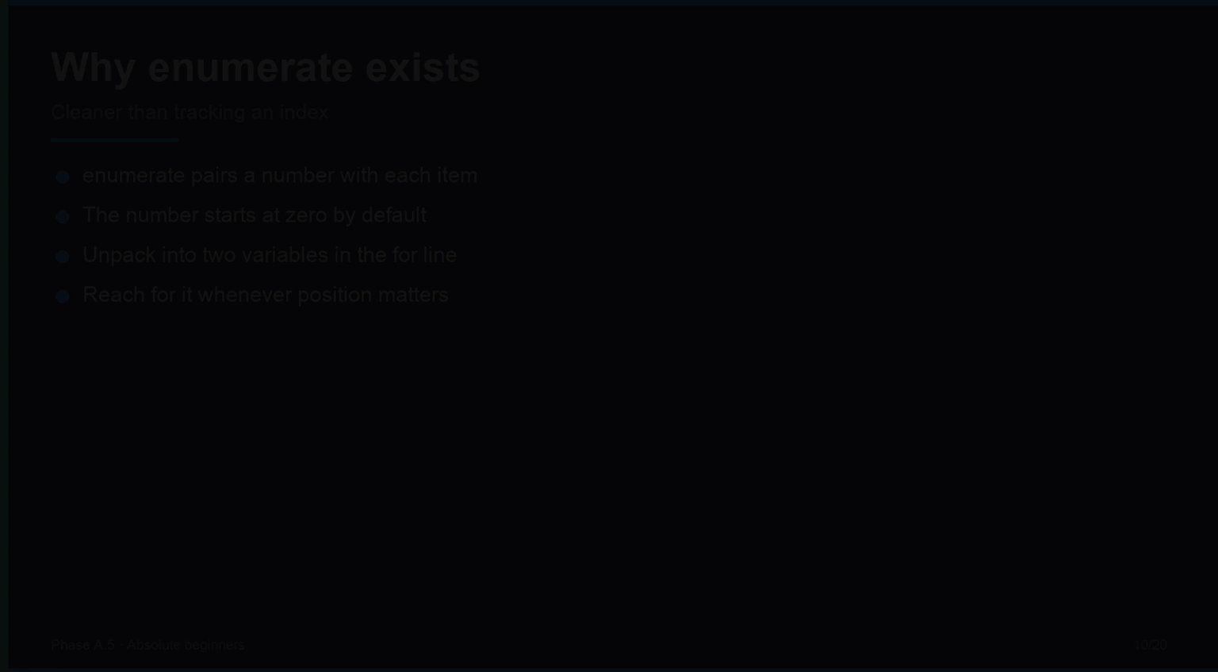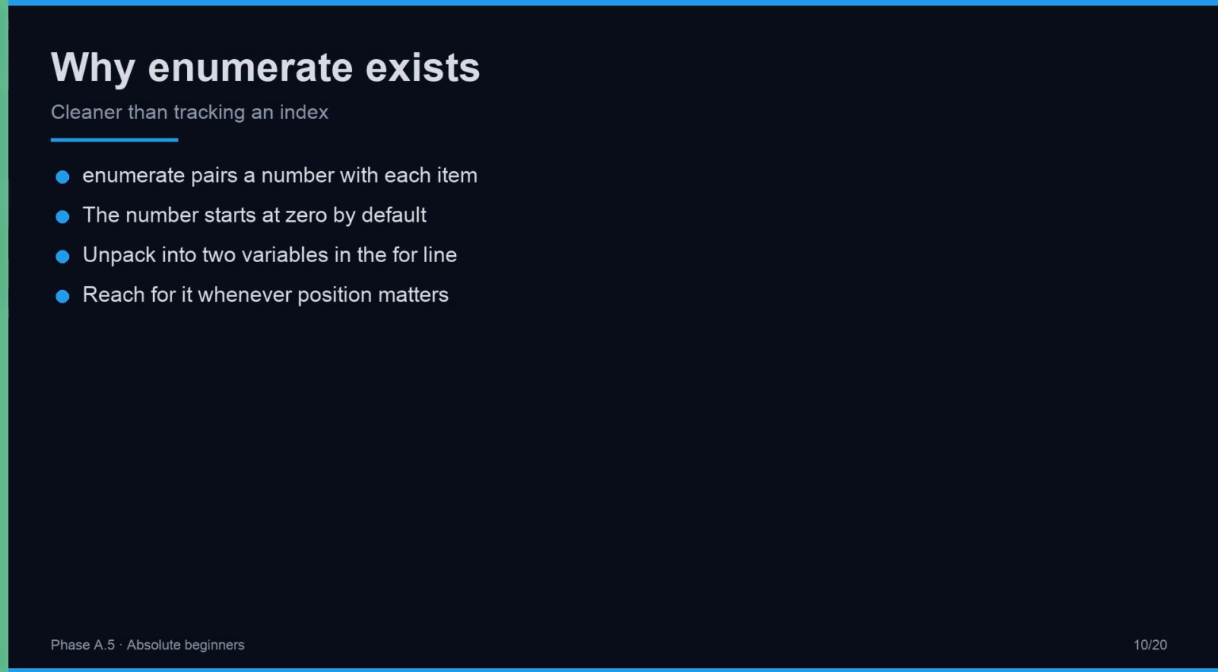Enumerate deserves a moment. It takes your list and returns pairs, a number and an item. The number starts at 0 by default and grows by 1 each pass. You unpack the pair into 2 variables, index and value, right in the for line. If you ever wrote a loop in another language using an index variable, enumerate is the Pythonic version. It is clear, it is safe, and it reads like English.